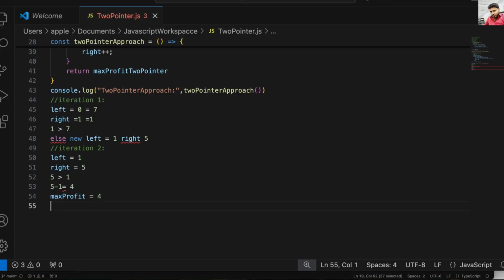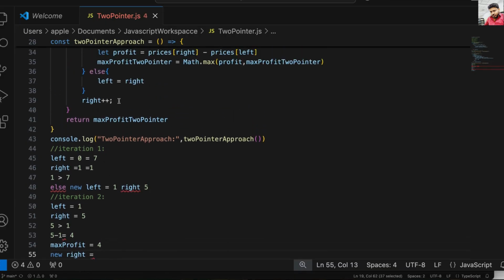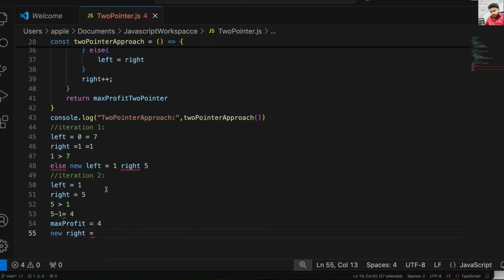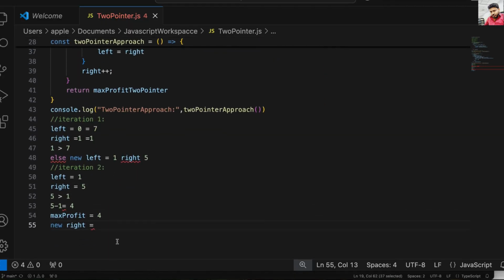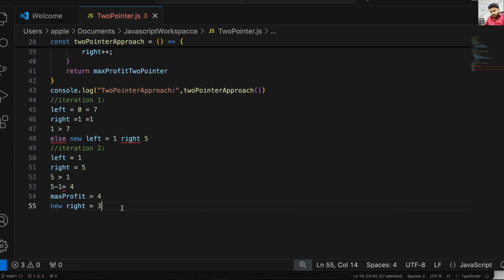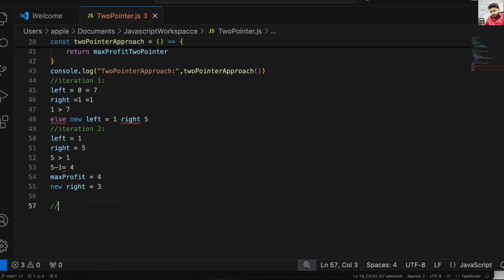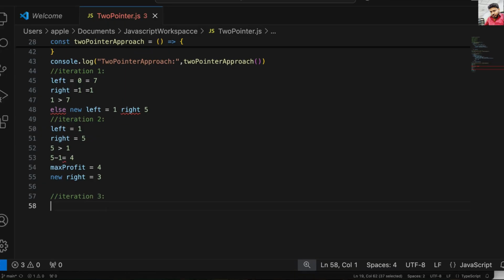Now the new right will come, because every time we are incrementing the right by one value. So, you are seeing here, it's out of the conditions, so it will be incremented now. The new right will be 3. 3 is the new right. So the same iteration will repeat. Iteration 3, and we need to add the value.